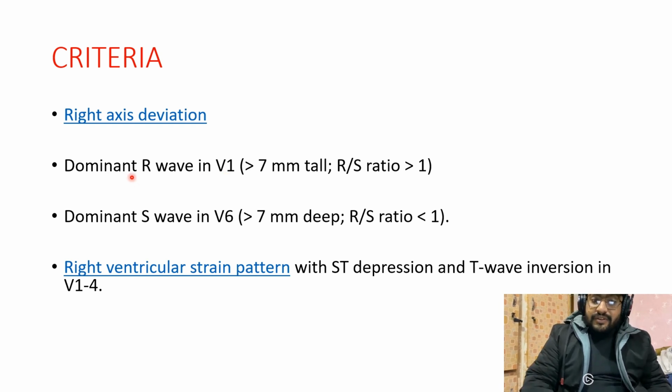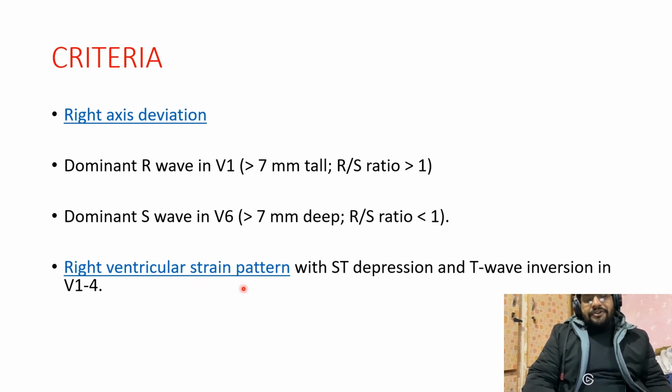But if we see a dominant R wave in V1, that should tell us that this is right ventricular hypertrophy in some way, right? And in V1 it should be more than 7 small blocks, not large blocks. I'm talking about small blocks, 7 small blocks, or a dominant S wave in V6 more than 7 mm deep, or 7 small blocks deep, right?